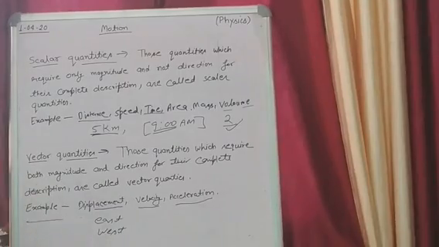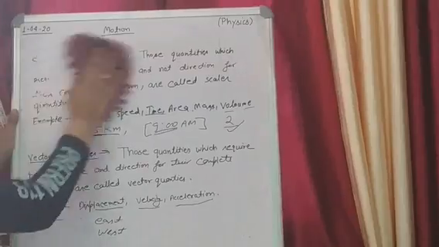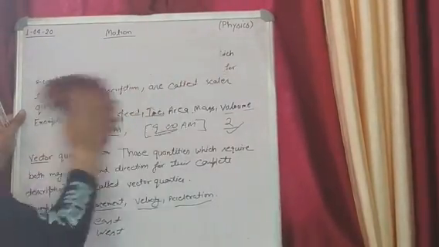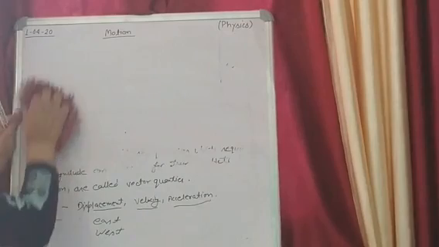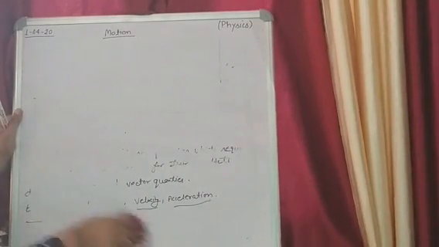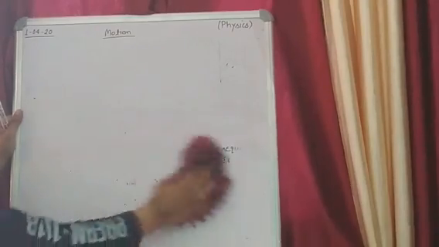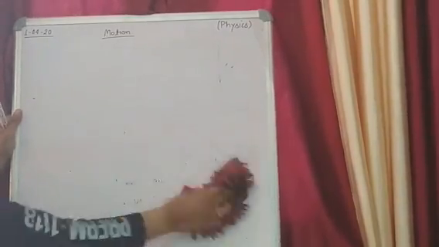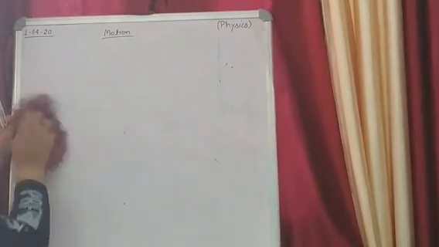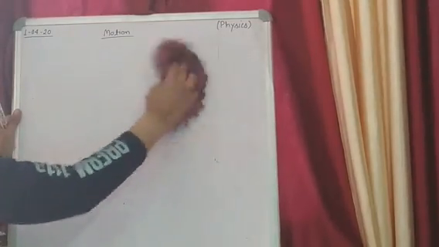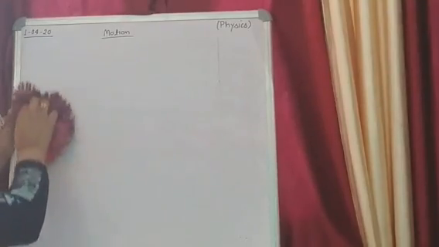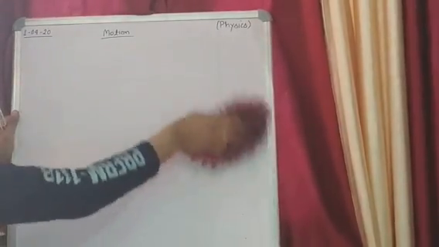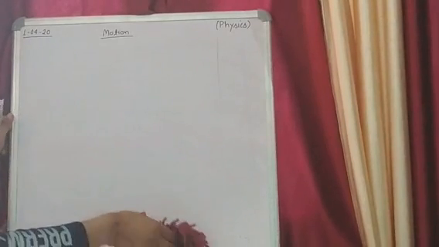Okay, now we start some other physical quantities. Now we know that physical quantities are of two types, scalar and vector. Let's revise first. What are scalar quantities? Scalar quantities are those quantities which need only magnitude for their complete description. And what are vector quantities? Vector quantities are those quantities which need magnitude as well as direction for their complete description.